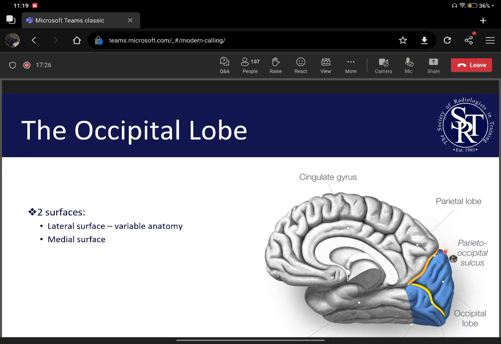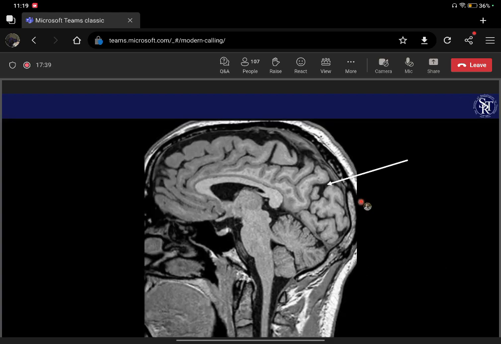You have the parieto-occipital sulcus over here. You have the calcarine sulcus, which are the two main sulci to know, and they intersect together forming a Y shape. And in between, you have the cuneus. So let's take a look at those on imaging. The first arrow is pointing to the parieto-occipital sulcus. The second arrow is pointing to the gyrus in between the two sulci, and that is the cuneus. And finally, we have the calcarine sulcus. And again, they form roughly a Y shape.